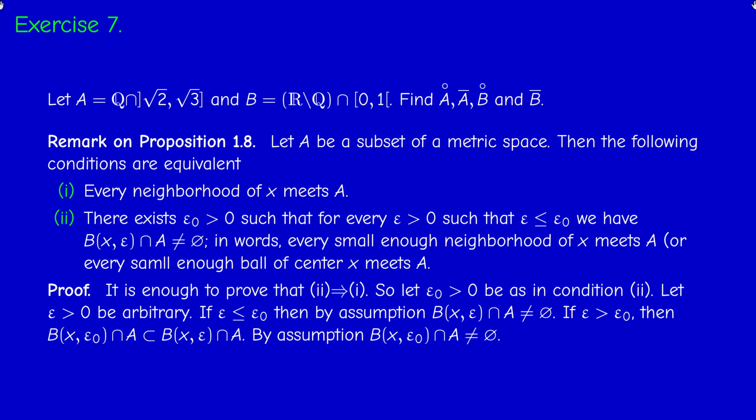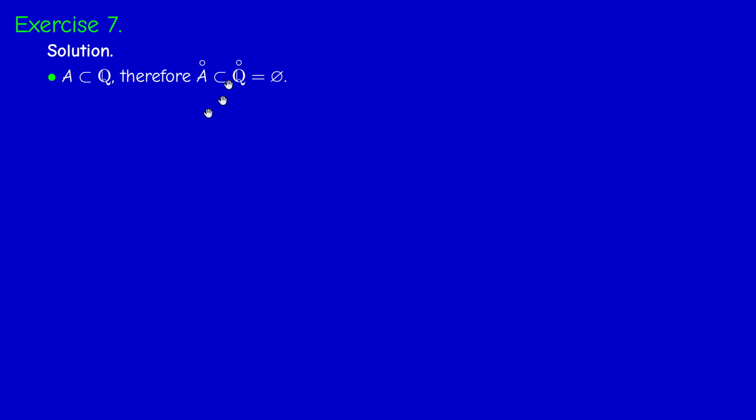Okay, so now we go back to the exercise. The interior of A is easy to find because the interior of A is contained in Q. So the interior of A is contained in the interior of Q by the previous video, and therefore the interior of A is empty. So straightforward. Now, the closure is a little bit more complicated to prove. So first of all, A is contained in the closed interval radical 2, radical 3, and therefore A bar is contained in that same interval.